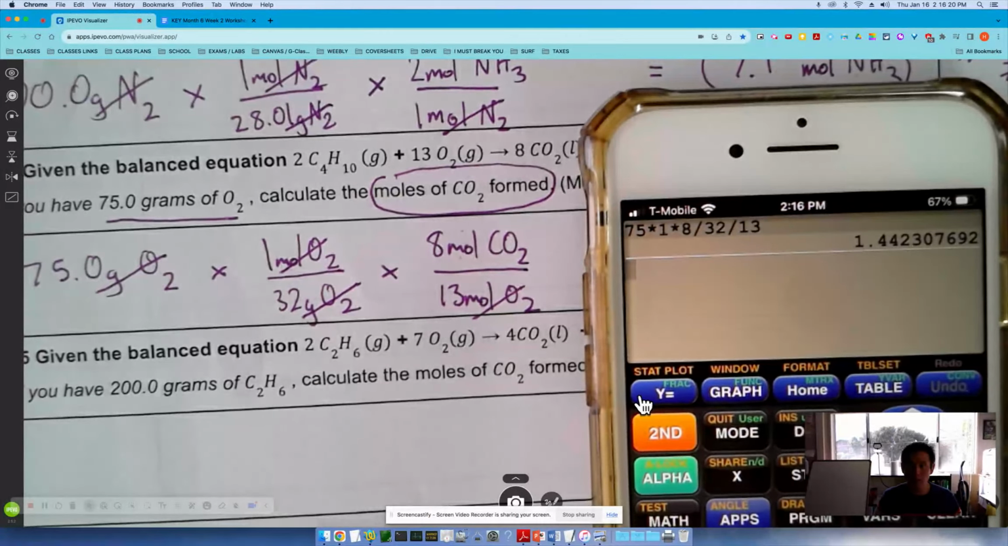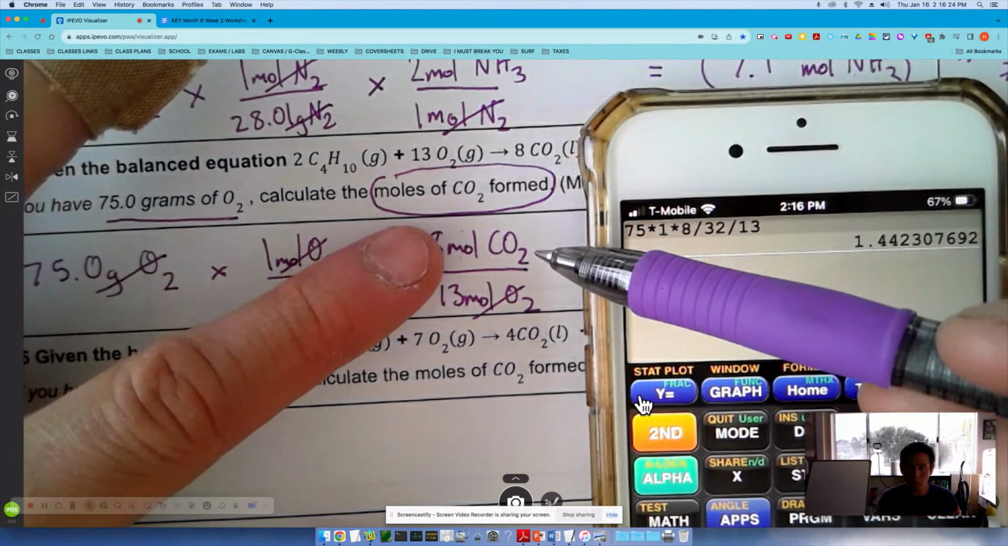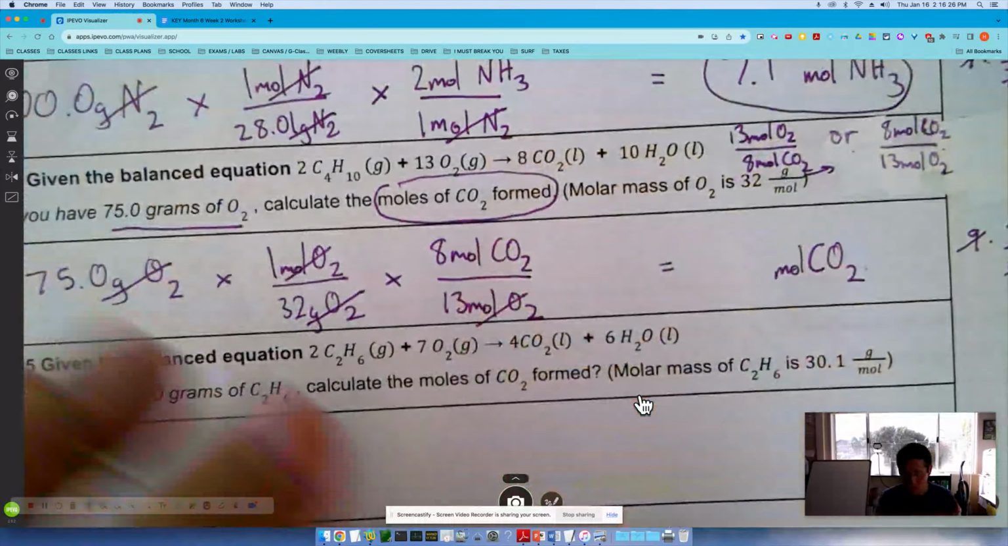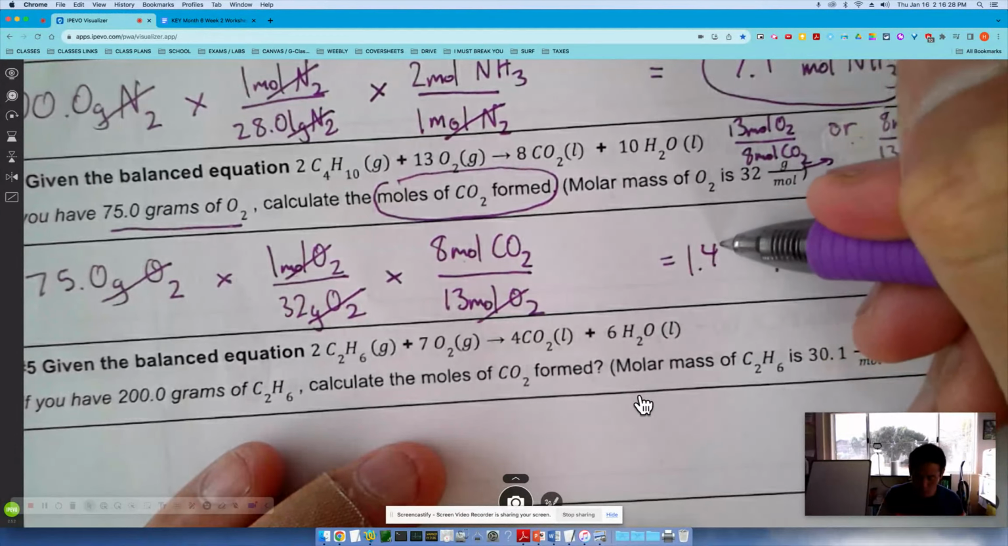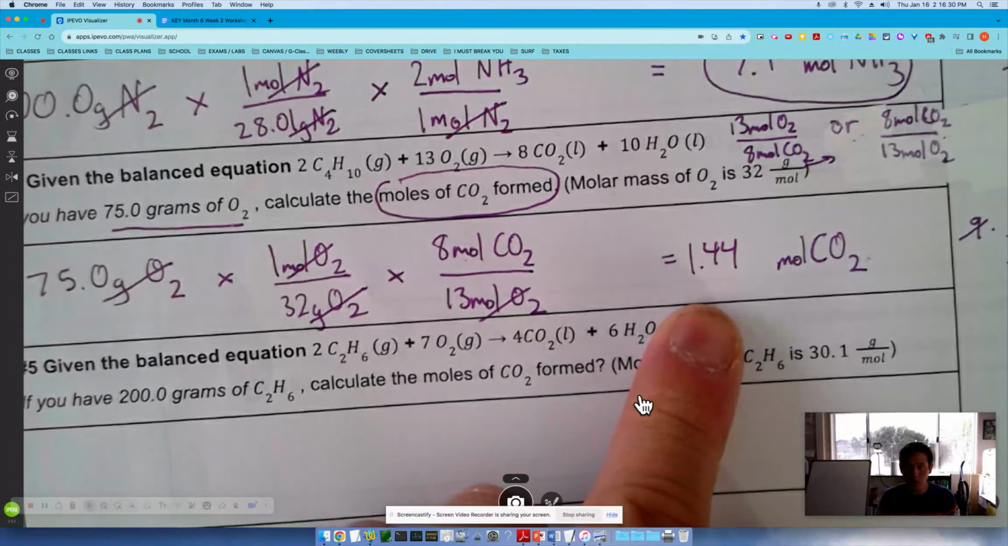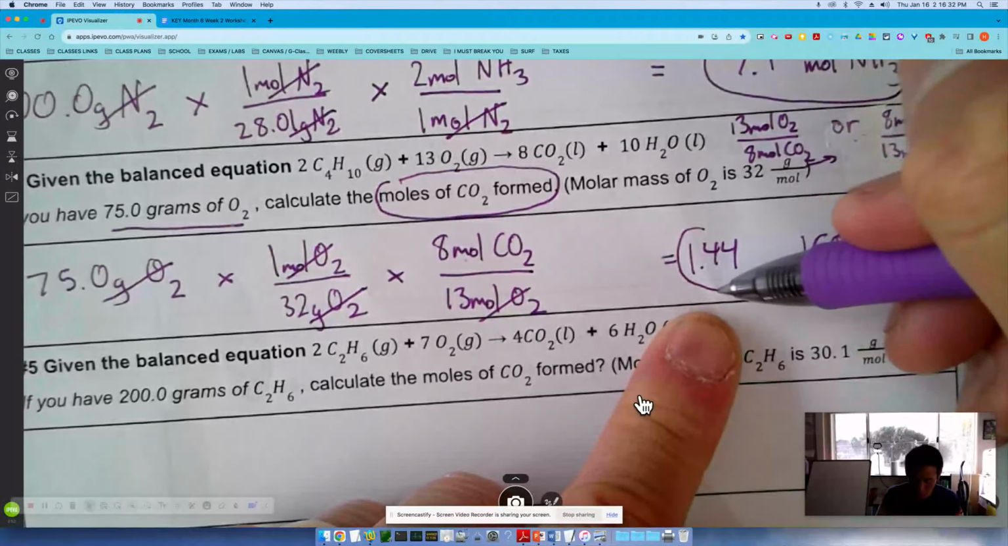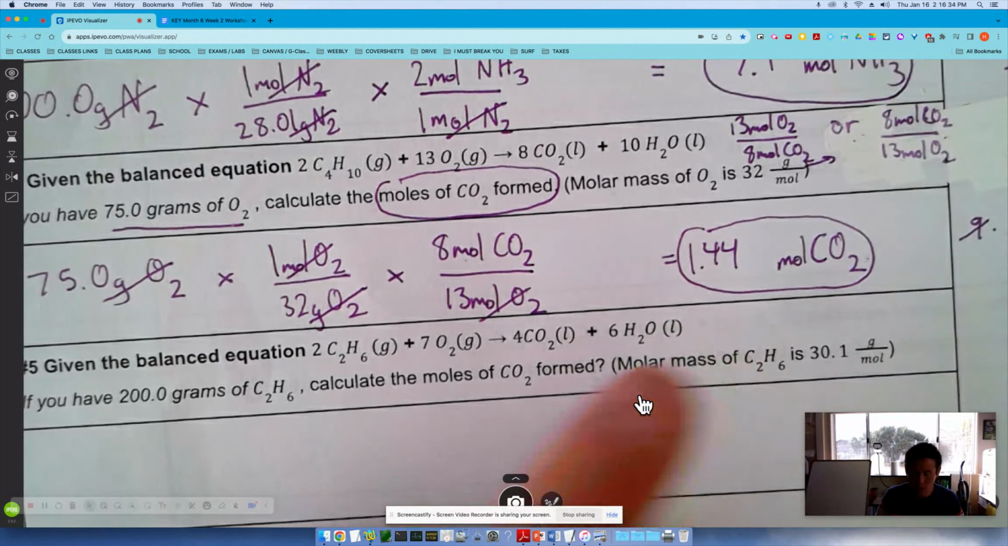My final answer is 1.44, and the unit will be moles of CO2. 1.44, or just 1.4, that would have been acceptable, moles of CO2. That is your final answer.